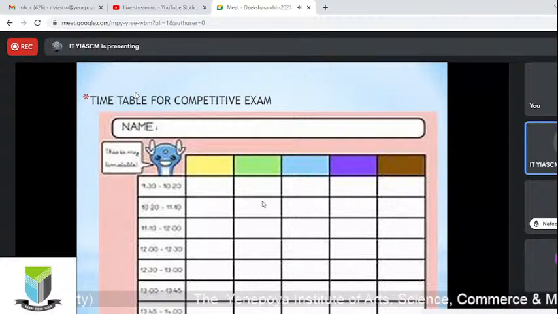And next, last one is the timetable for competitive exam. When you plan to write a competitive exam, just make sure that you prepare the timetable. Whatever you do, if you are doing it randomly, you plan to wake up at 5, but instead of 5 you wake up at 6, and you're doing all the work randomly, it shows that you are not going to achieve anything. So you should prepare a timetable. All things you should plan before.